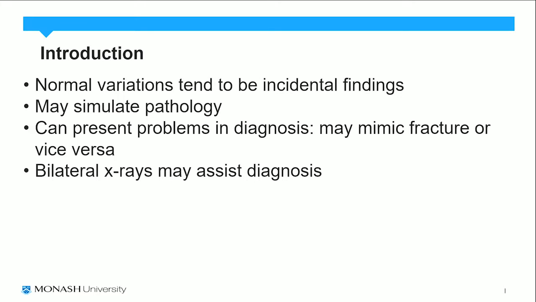Most of the time, normal variations tend to be incidental findings because normal variations don't normally cause any pathology or any pain. However, the discriminating thing is that if you incorrectly identify a normal variation as pathology, this would be an incorrect diagnosis. So normal variations can simulate pathology. And it can also present problems in diagnosis, especially where the normal variation is in the area where there is pain. So it could mimic fractures. On the other hand, someone might think that it is a normal variant, and in fact it is also a pathology. It's useful to sometimes think about taking an X-ray of the opposite side, as that can aid in making a diagnosis.